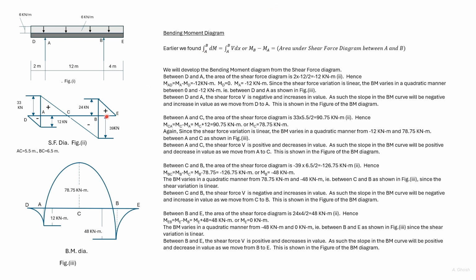Between B and E, the shear force is linear, so the bending moment is quadratic. Between B and E, we are in the positive region here. So the slope of the bending moment diagram will be positive, and we move from a higher ordinate in shear force to 0. So here we move from a higher slope to 0 slope. So now we have the whole bending moment diagram.